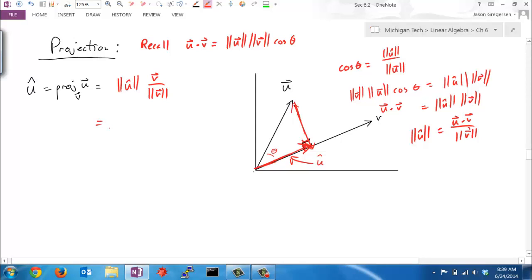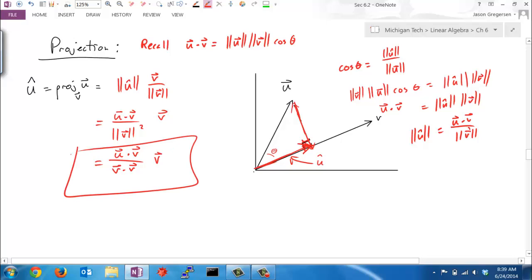So now I'm going to plug this thing in here. I have u dot v over the magnitude of v, and then I have v over the magnitude of v. Well, that's really just magnitude of v squared. Ooh, now I'm getting excited. So close. But I can rewrite the magnitude of v squared also in terms of the dot product. What is the magnitude of v squared in terms of a dot product? V dot v. So this is the definition for the projection. The projection of u onto v is u dot v divided by v dot v times v.